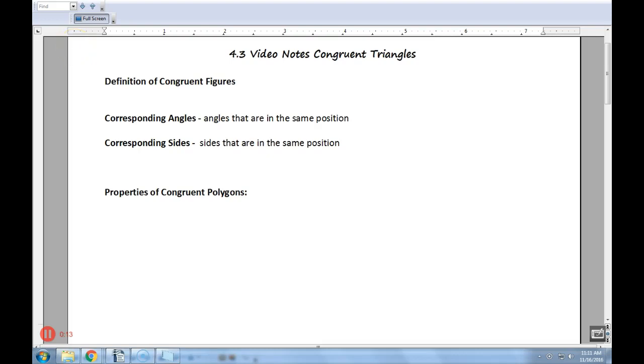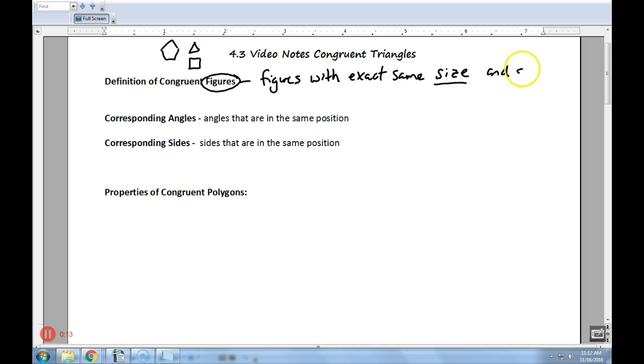All right, so definition of congruent figures. Two figures, and by figures, that can be triangles, squares, pentagons, all kinds of figures. Congruent figures are figures with the exact same size and shape. They are identical, they're clones of each other. You can flip one, rotate one, and it'll land exactly on top of the other one.